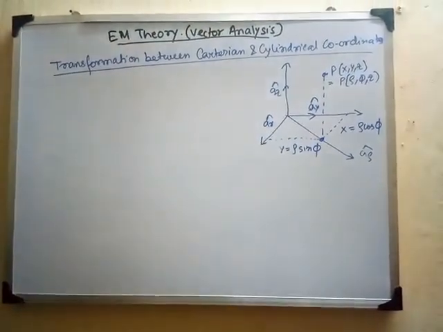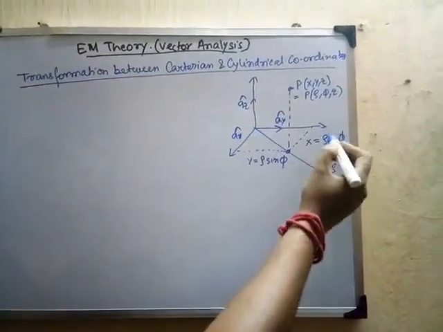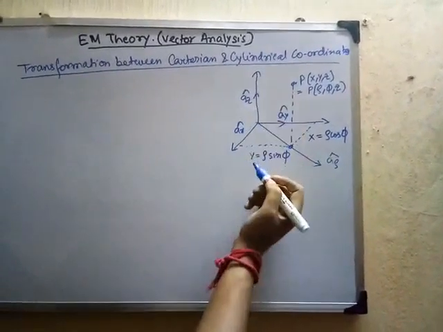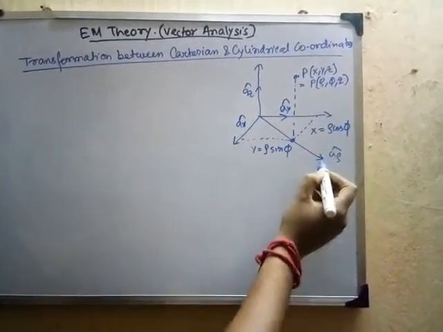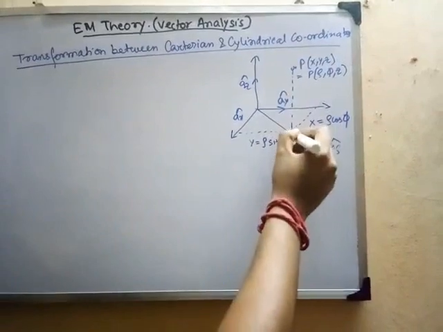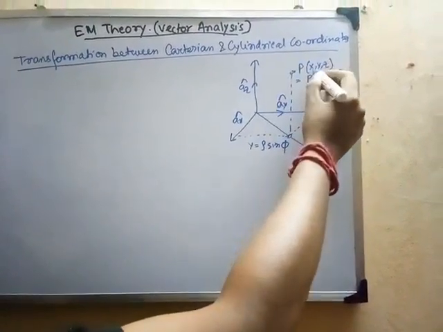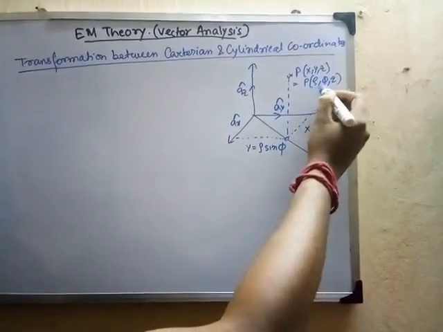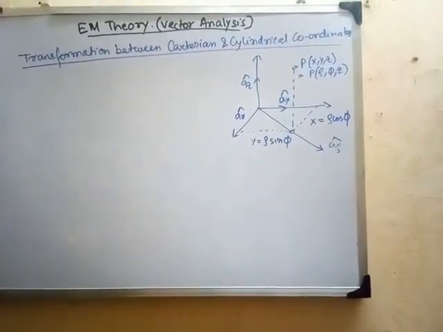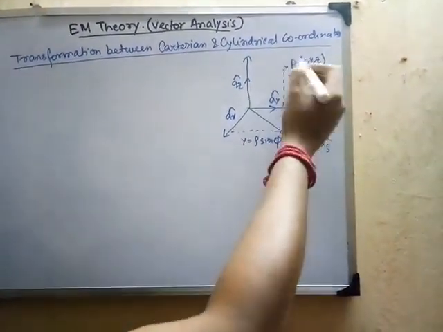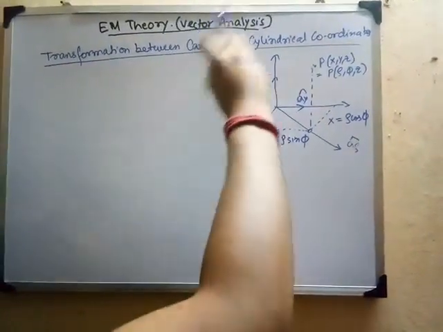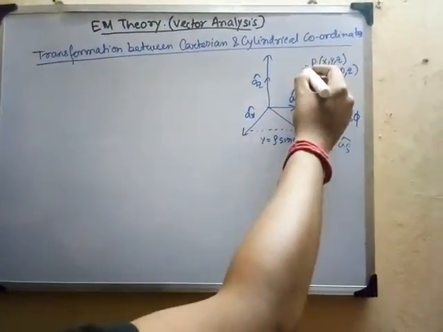The diagram you can see here has three axes. This one is your x-axis, this one is your y-axis, and this one represents the z-axis. Here is a point, and this point is P. It is represented by x, y, z or rho, phi and z. In this transformation we will discuss how this point P will be represented from x, y, z to rho, phi and z, that is, from the Cartesian coordinate system to the cylindrical coordinate system.